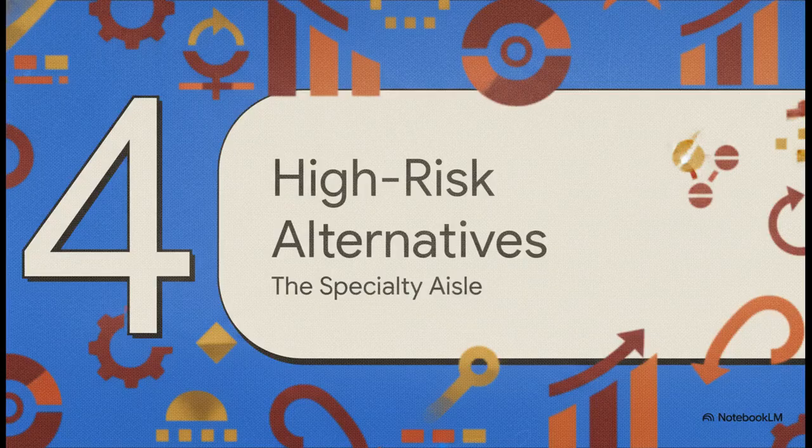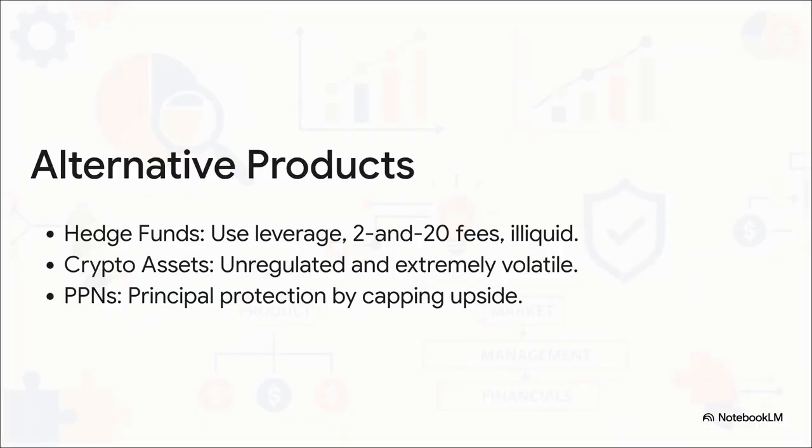Moving right along, we're now entering aisle 3, the high-risk alternatives. Think of this as the specialty aisle. It is packed with highly complex products that are usually totally restricted to accredited or institutional investors. These products demand extreme KYP diligence.